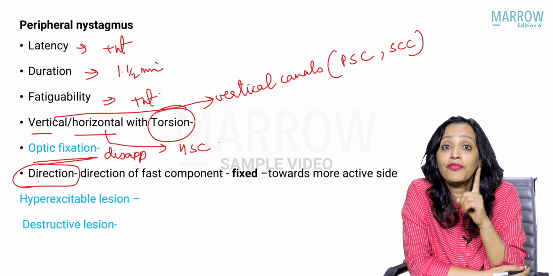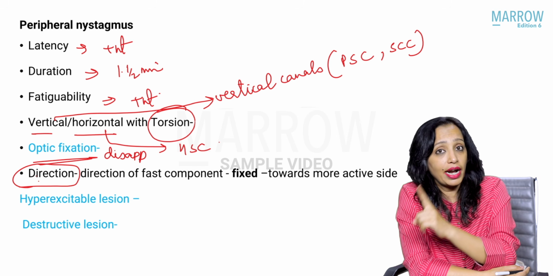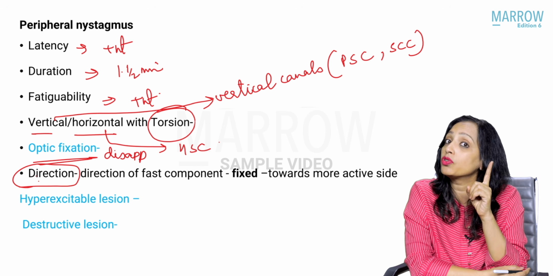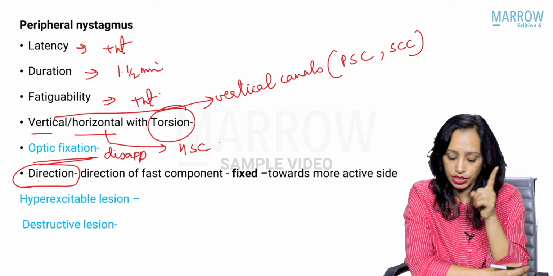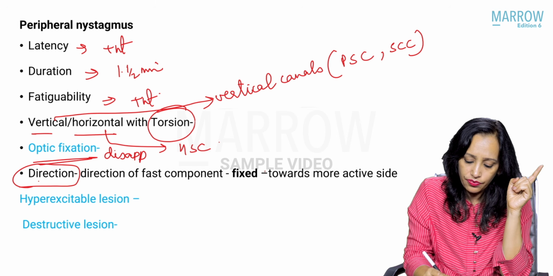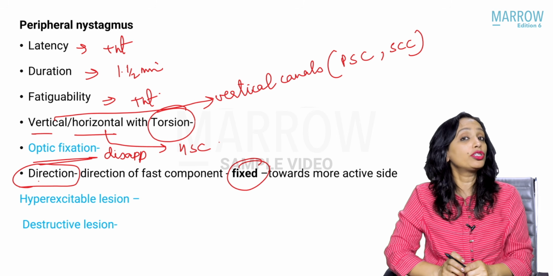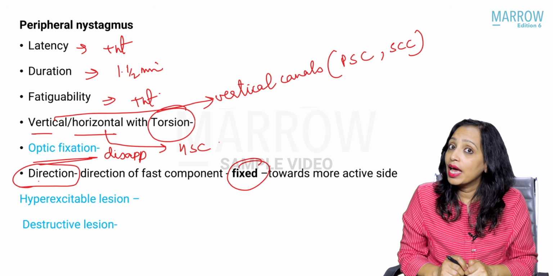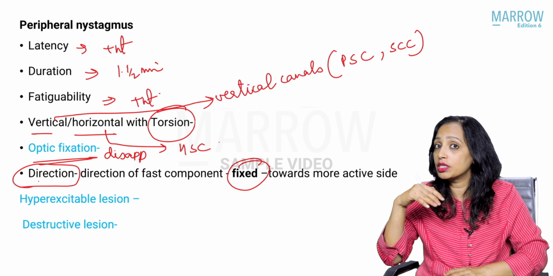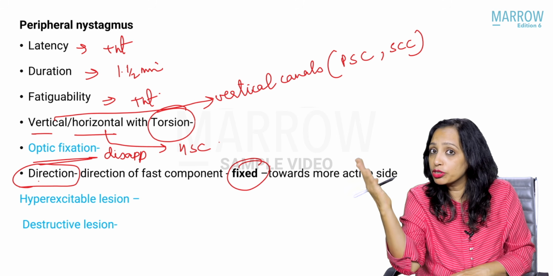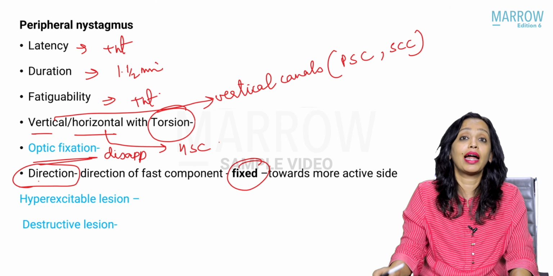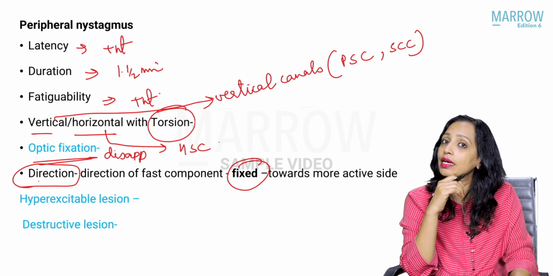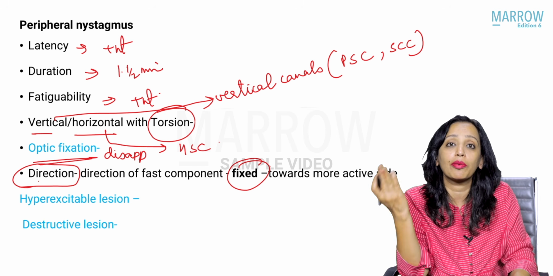And very important is direction. Direction of nystagmus. If it is changing, sometimes towards the right, sometimes towards the left, then it is always of central origin. Whereas in peripheral origin, always the direction is fixed. And also what you need to know is what is direction. If I say that nystagmus is towards the right, it automatically means that the direction of nystagmus is towards the right.